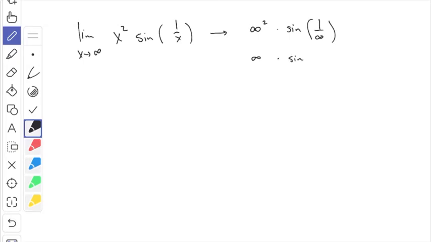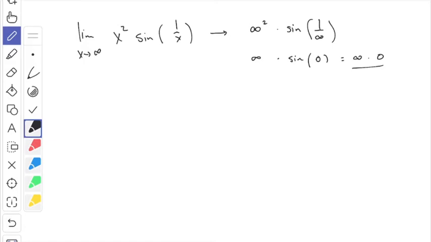And then I have sine of... What do you think about 1 over infinity? How can I interpret that? That's like approaching 0. Yeah, that's basically 0. So for the purposes of plugging things in, it amounts to sine of 0. And sine of 0 is 0. So this is looking like infinity times 0. And this is an indeterminate form, right? When you see infinity times 0, that means you can use L'Hopital's rule.